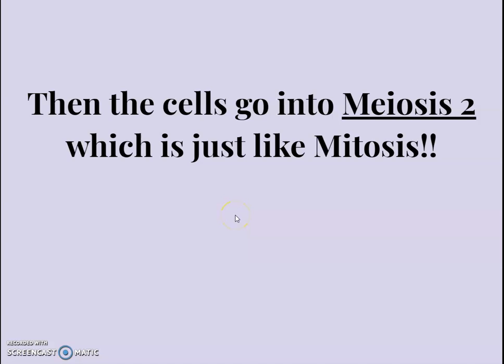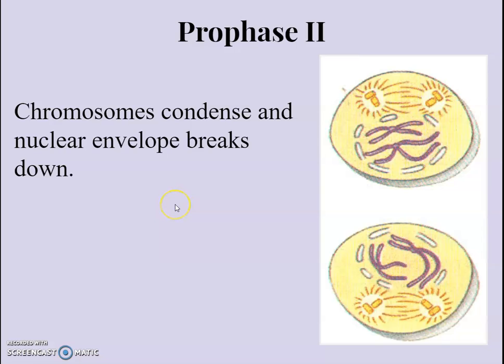But then the cells are going to go into meiosis 2, which is just like mitosis, like before, but it doesn't replicate in between. It goes straight after telophase and cytokinesis. It goes straight back into meiosis 2. It's not going to have a chance to replicate those chromosomes, which is why in the end we have half the DNA. So in prophase 2, the chromosomes are going to still condense, and the nuclear envelope is going to break down again.